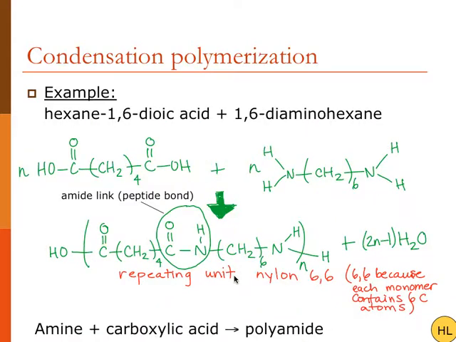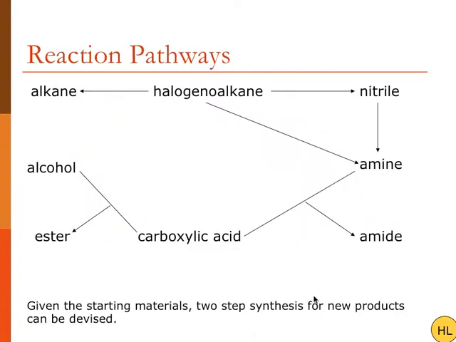Same thing here, we've got the carboxylic group with an amine group coming together to form an amide, and it can keep going on either side. This is nylon 6,6, and it's because each carbon chain here contains 6 carbon atoms. And then next we'll talk about pathways.